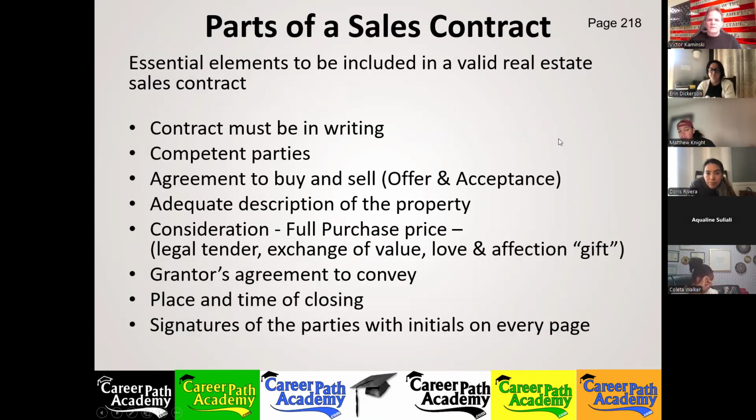So what are the parts of the contract that are essential, that must be in every sales contract? Well, the contract has to be in writing. Got to have competent parties. There has to be an agreement to buy and sell. Somebody makes an offer and somebody accepts it. There has to be an adequate description of the property. The consideration, that's the full purchase price, whether it's legal tender, exchange of value, or love and affection, needs to be stated. The grantor's agreement to convey the property.